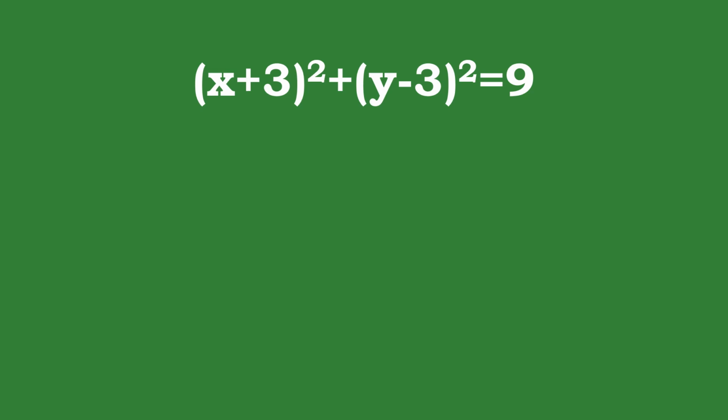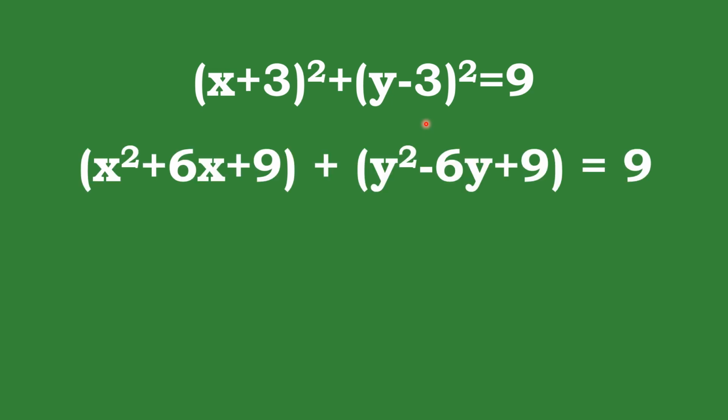So expand nyo muna yung (x + 3)^2. So yan ay magiging, ito, ipo-point ko lang, x^2 + 6x + 9. At itong kabila naman na (y - 3)^2 is y^2 - 6y + 9 is equal to 9.